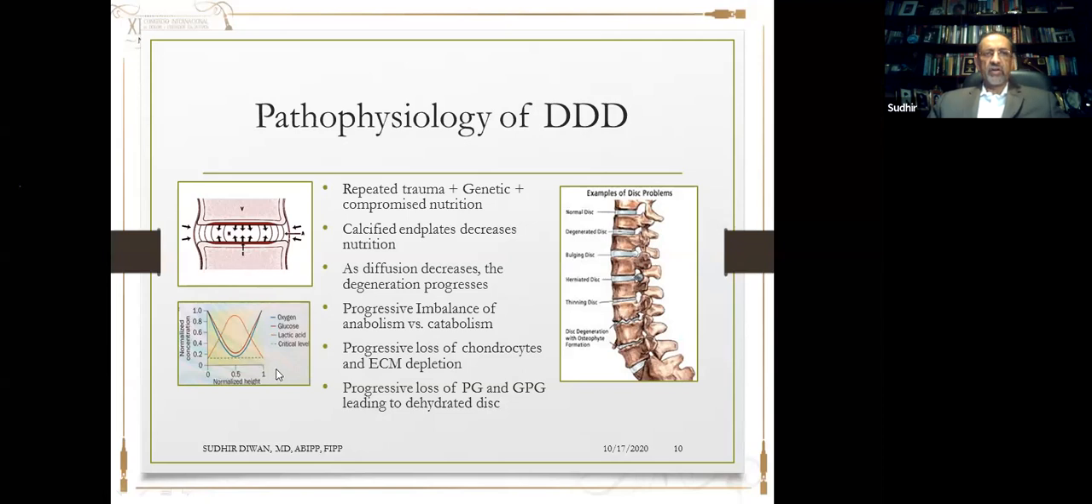The discs are already hypoxic, and now there is more hypoxemia and a lactic acidosis. Once the degeneration starts, the bad news is that it keeps progressing; it doesn't regress, it progresses. So you have calcified end plates, so nutrition is compromised, diffusion is compromised. There's a progressive imbalance between anabolism and catabolism. There is progressive loss of chondrocytes, proteoglycan and glycoprotein.